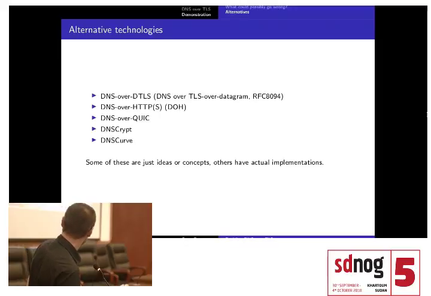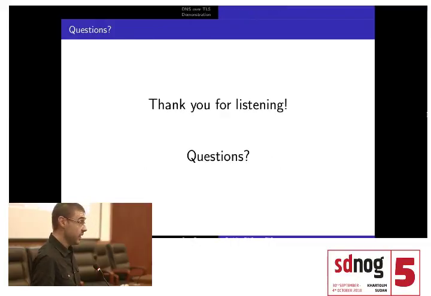And then there's DNSCrypt and DNSCurve. But not all of these have actual implementations. Some of these are just ideas and concepts. I would suggest you simply enable DNS over TLS with the Quad9 resolver, of course. So thank you for listening. I will take questions if there are any.